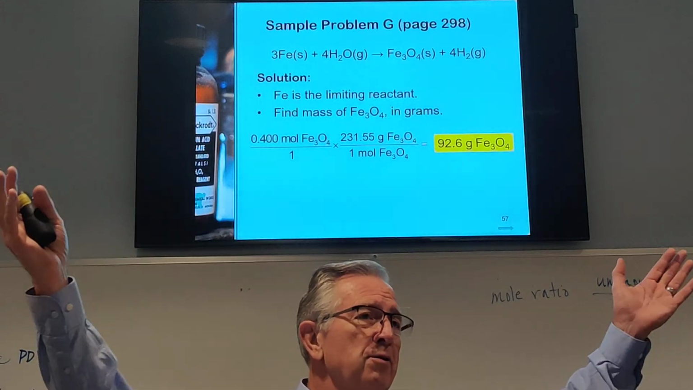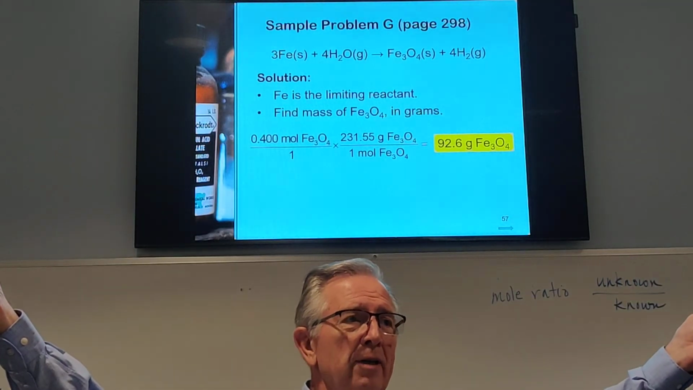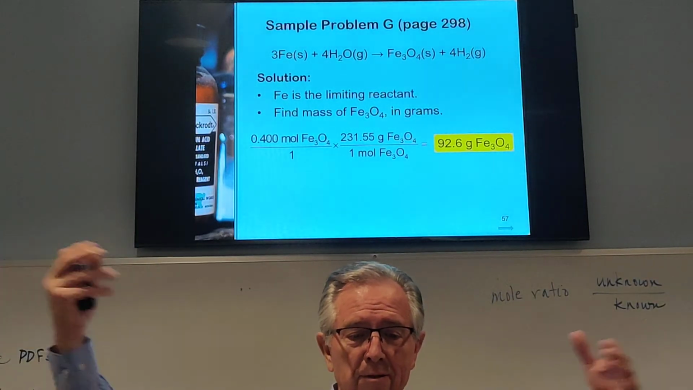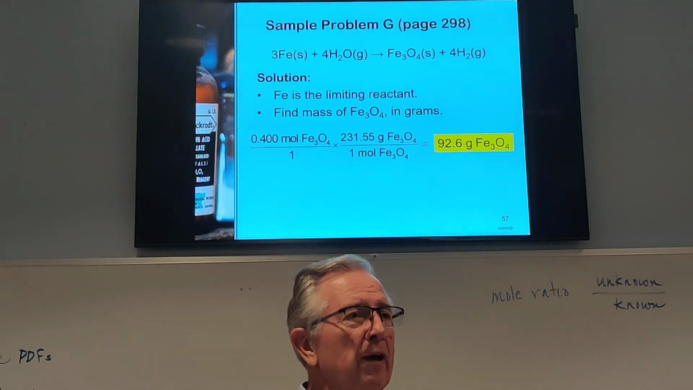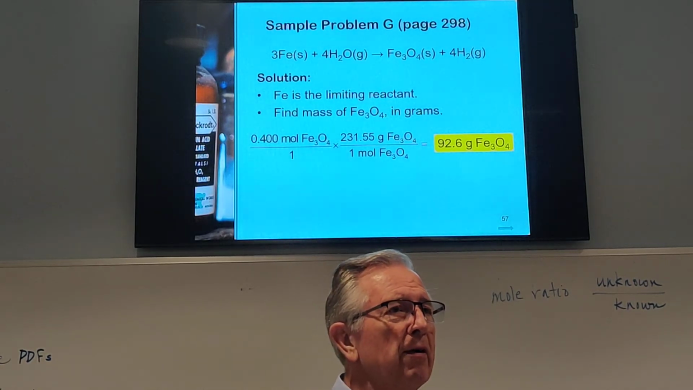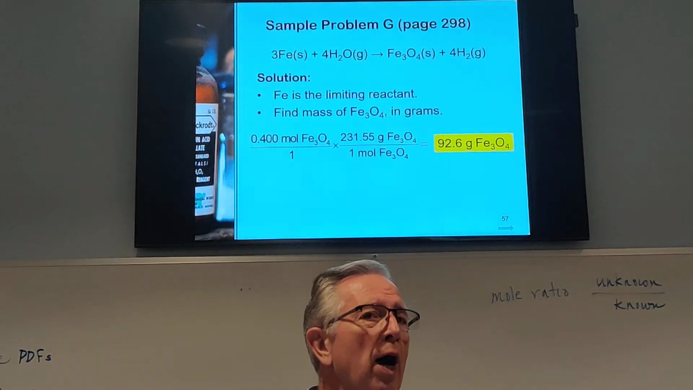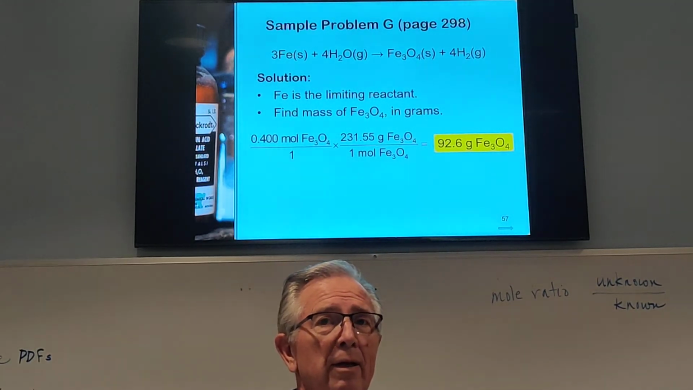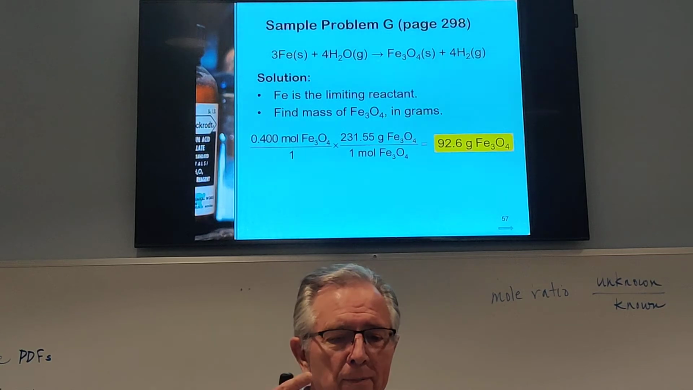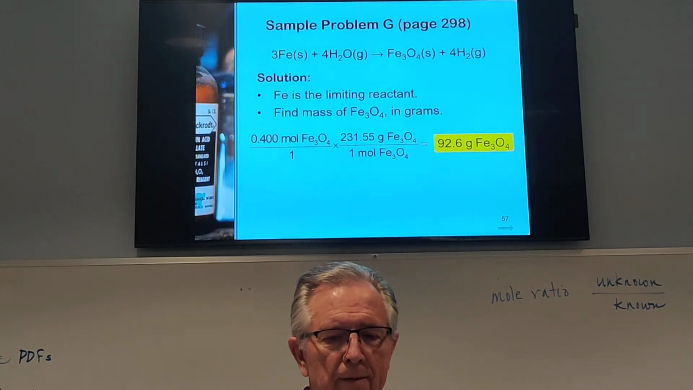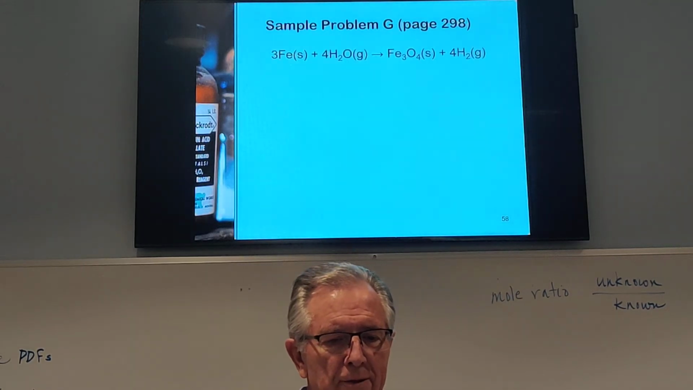Okay, so we've answered the first question. How many grams of Fe3O4 am I going to get? I'm going to get 92.6 grams. Now we have to figure out how much excess water do I have. So we need to figure out how many grams of water do I use up. How many grams do I need to be able to react with all of the iron? That's what we have to do next.